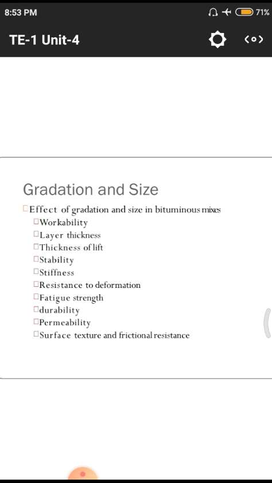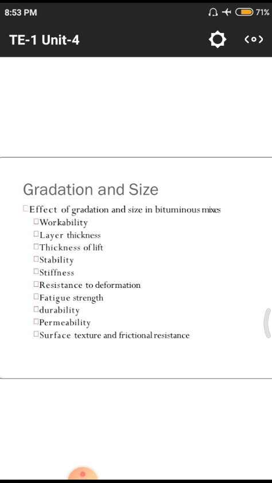Next one, layer thickness. We need to observe the layers of the particles and the thickness. What is the small amount of layer, what is the large amount of layer? We need to observe those layers and calculate the thickness values. Next, thickness of lift and the stability, stiffness, resistance to deformation, fatigue strength, durability, permeability, surface texture and frictional resistance. All those are the different parameters that lead to grading of aggregates.